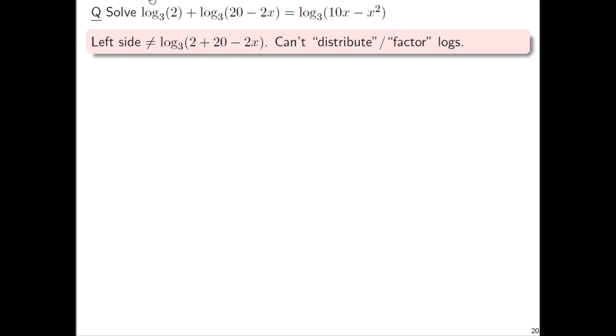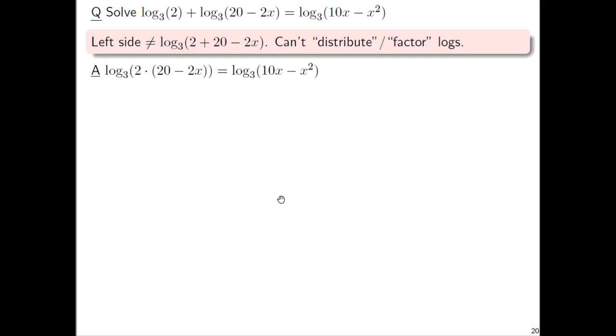You can't distribute logs, and if this is sort of the backwards of trying to distribute logs, so factor, in quotes, you can't factor logs like this. That's not applying the formula we had just learned. So this is a common mistake: trying to turn log base 3 of 2 plus log base 3 of 20 minus 2x into log base 3 of 2 plus 20 minus 2x. Can't do that. All right?